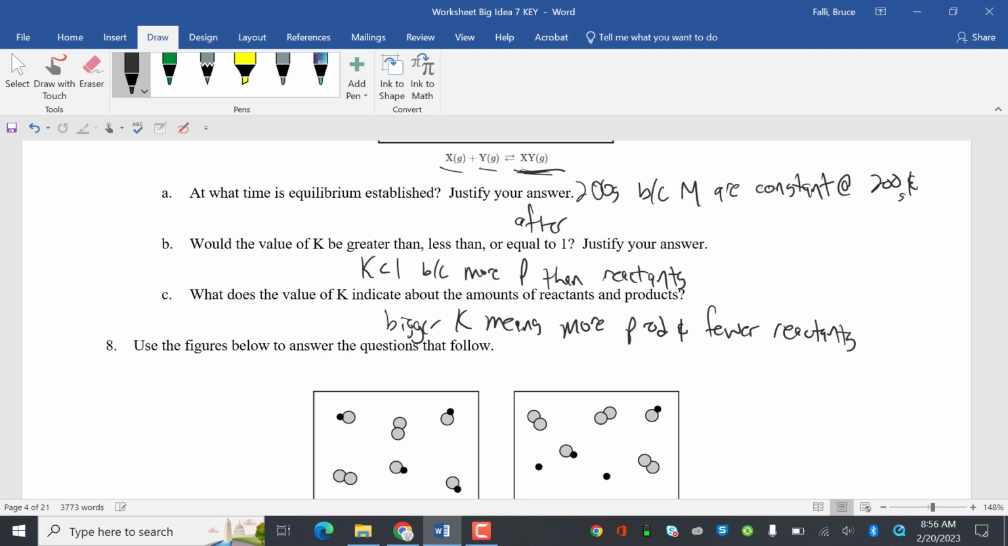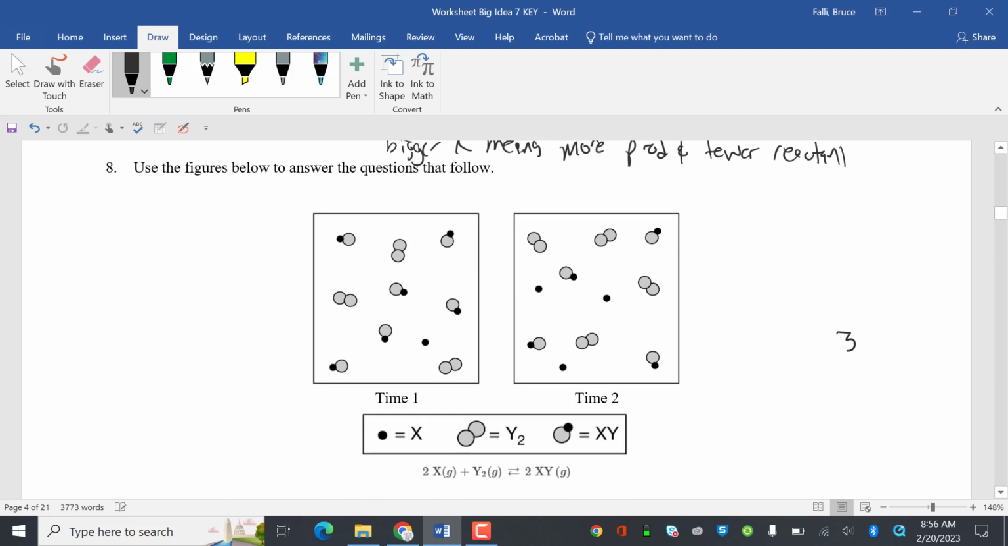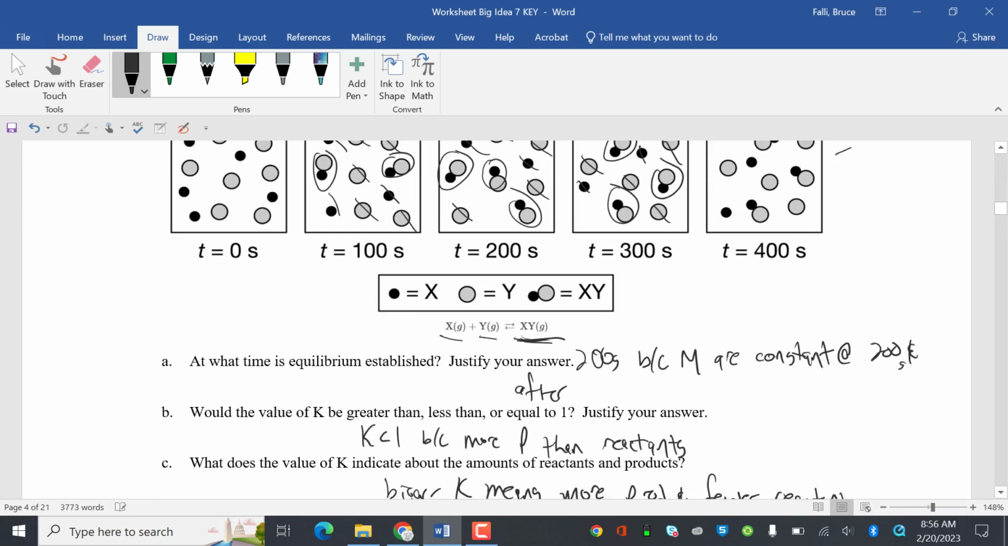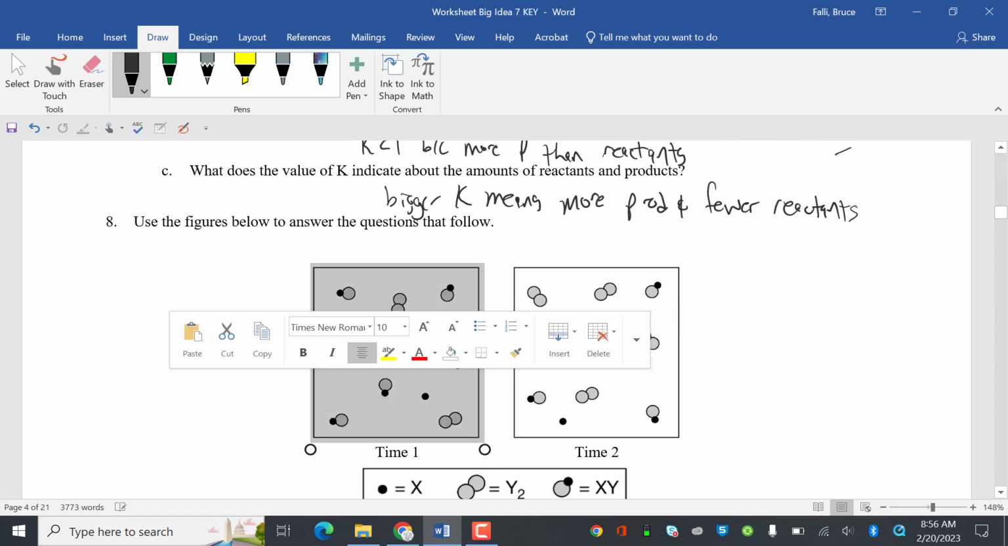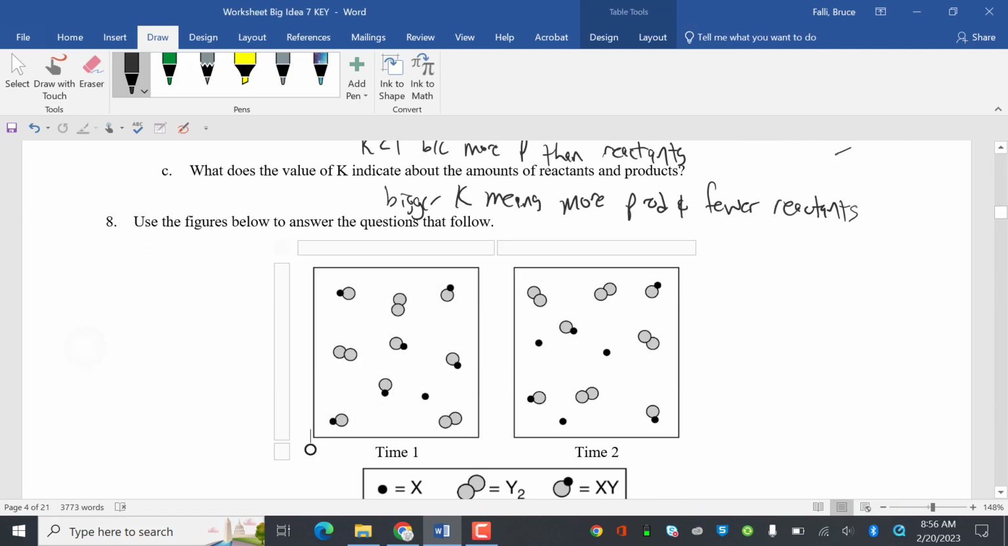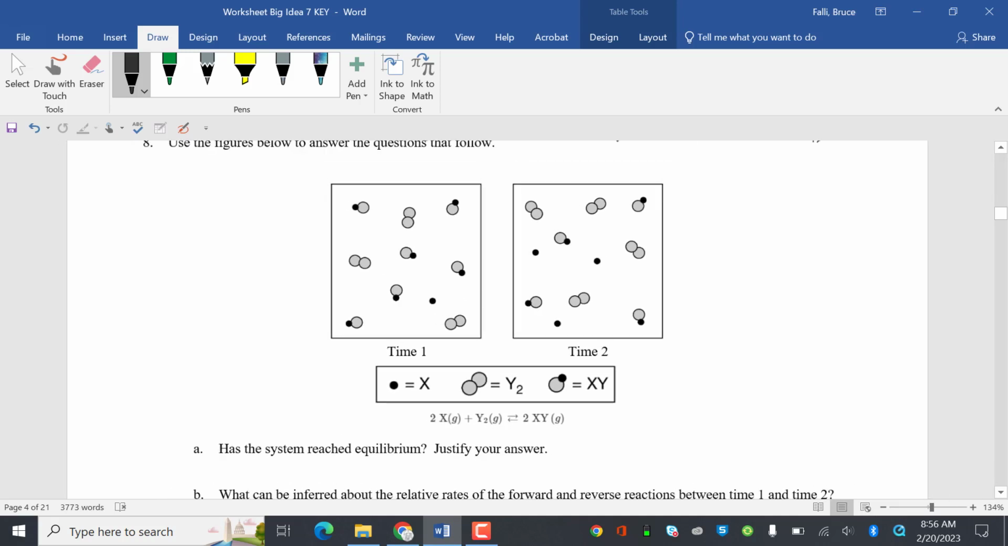Use the figures below to answer the questions that follow. Reactants. All right. Has the system reached equilibrium? Time 1 and time 2.